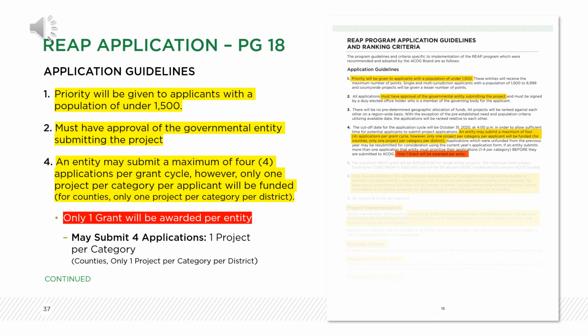We also give priority and points to applications who have the approval of their governmental entity submitting the project. So make sure that you have all the signatures in place. Also, please know that you may submit a maximum of 4 applications per grant cycle. However, only one of these four can and will be funded if found competitive.